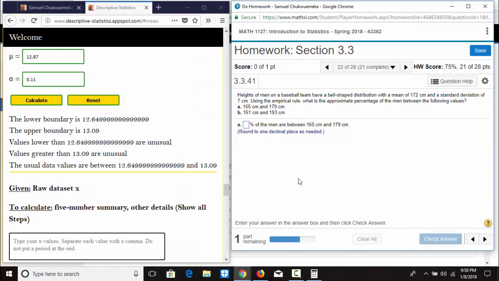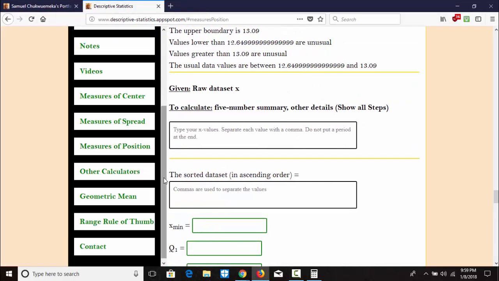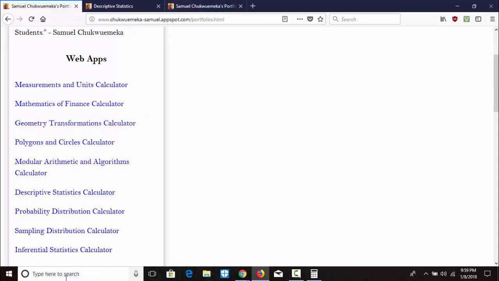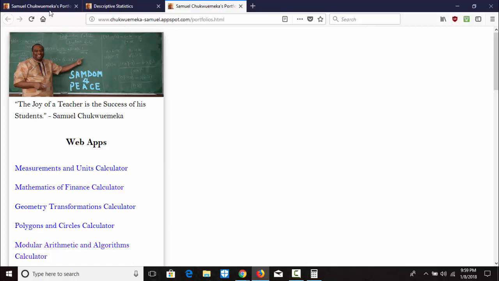Question 22. Heights of men on a baseball team have a bell-shaped distribution. That's a normal distribution, with a mean of 172 centimeters and a standard deviation of 7 centimeters. Using the empirical rule, what is the approximate percentage of the men between the following values? Okay, so empirical rule. Let me make this bigger. With the empirical rule, we are not going to use this calculator. You can go to other calculators, or you can just get back to my portfolio. When you click on other calculators, it gives you my portfolio.